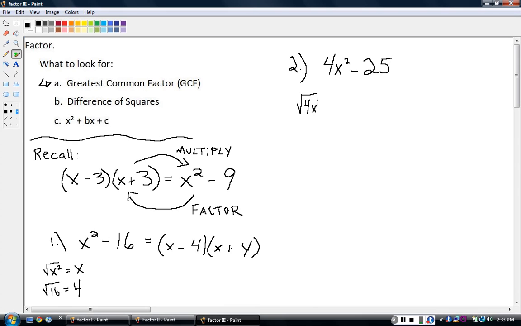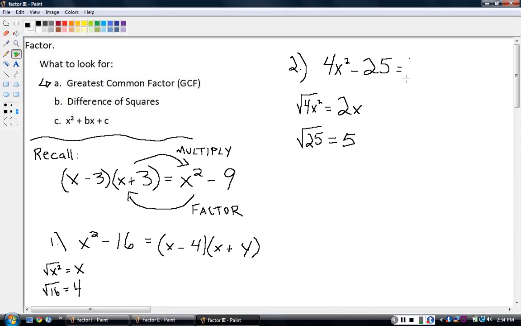Square root of 4x squared. You don't have to do this if you don't want. I'm just showing you how these are perfect squares. Right? This guy times itself gives you 4x squared. 2x times 2x is 4x squared. And of course 25, that one's probably a little easier to notice. Square root of that's 5. Okay? So we recognize what the square roots are, so how do we factor?